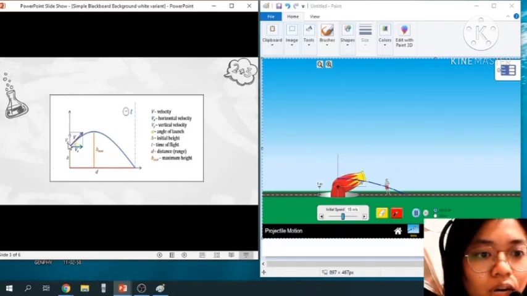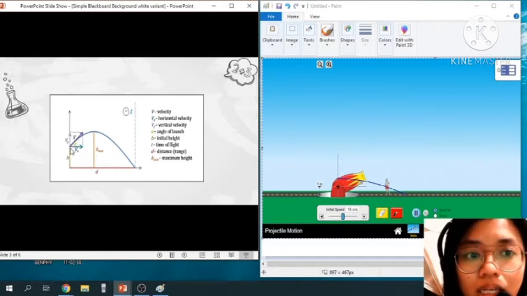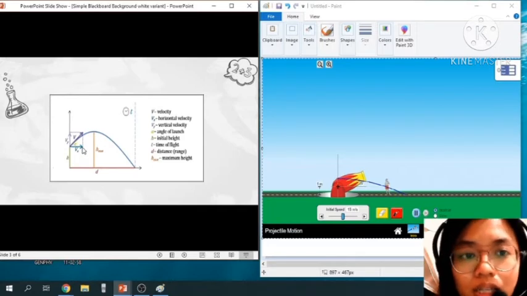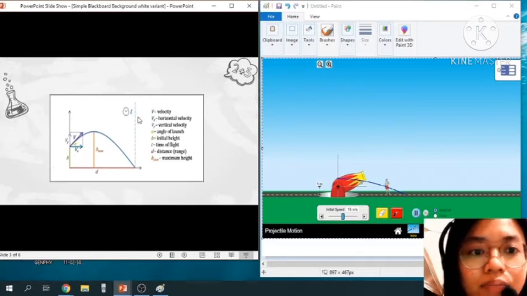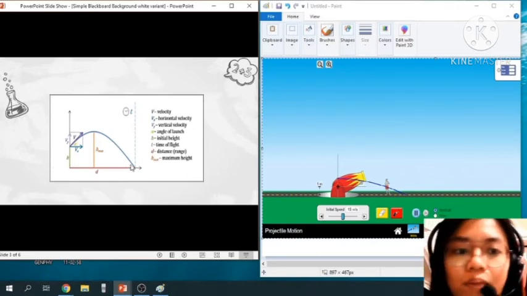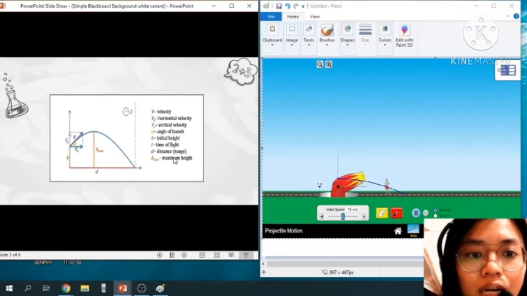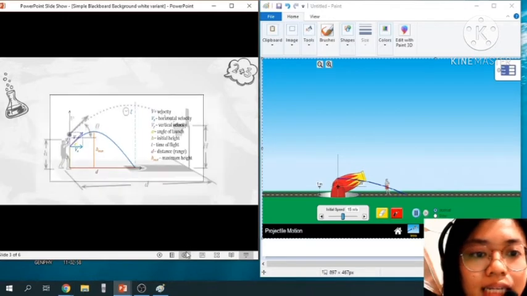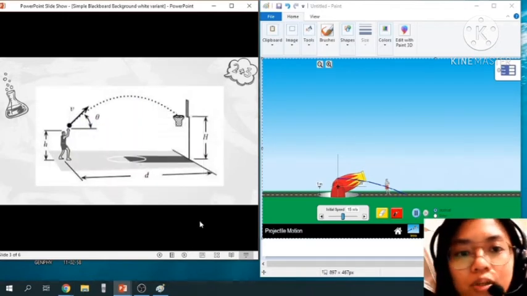And then the Vy is the vertical velocity, and the Vx is the horizontal velocity. We have the time, which is when it will land. The displacement here is also called the range.